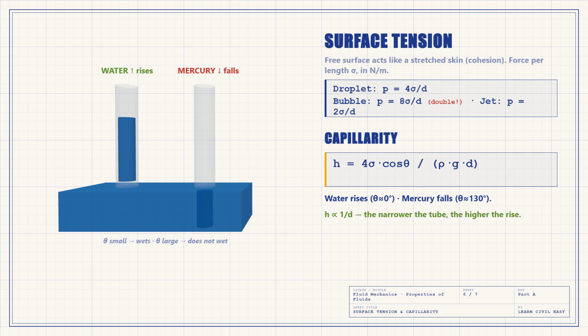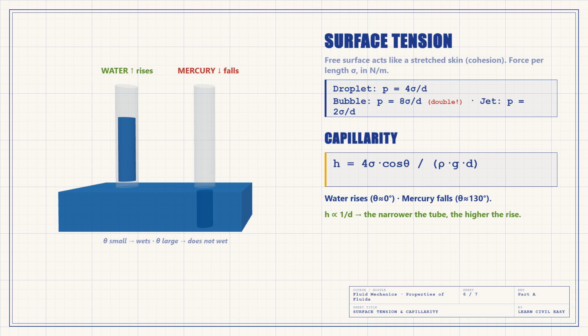Surface tension makes a liquid's free surface behave like a stretched skin because the surface molecules are pulled inward by cohesion. It is a force per unit length, sigma, in newtons per meter. The excess pressure inside a droplet is 4 sigma by d. Inside a soap bubble, with two surfaces, it is 8 sigma by d, double the droplet, and inside a jet, 2 sigma by d.